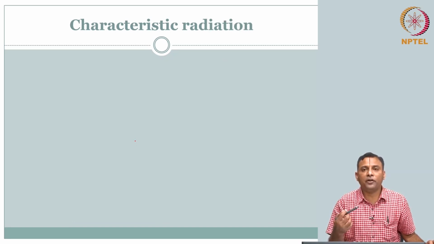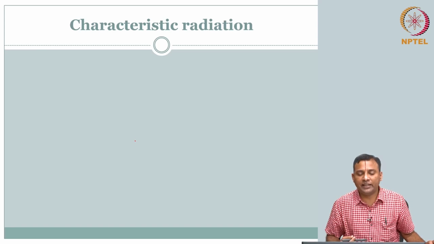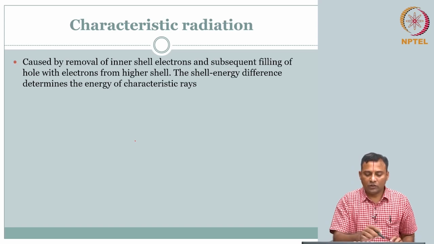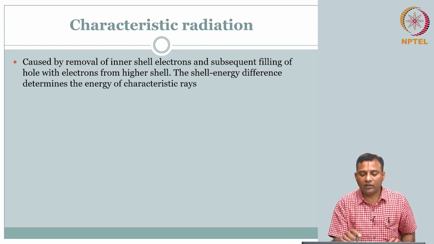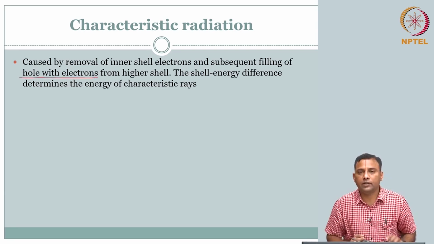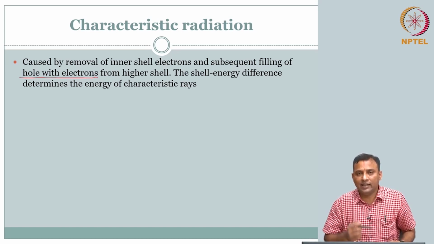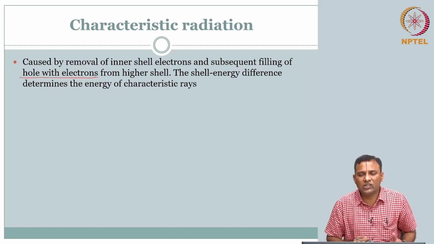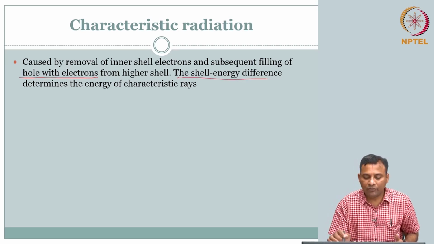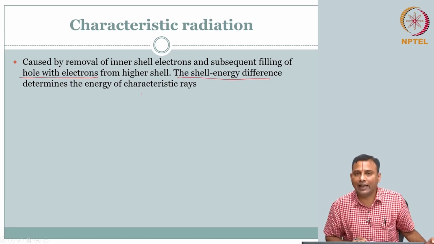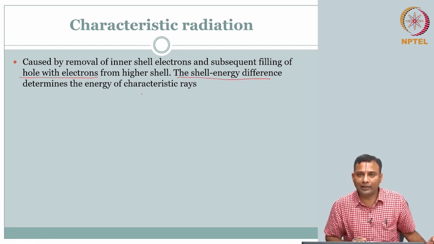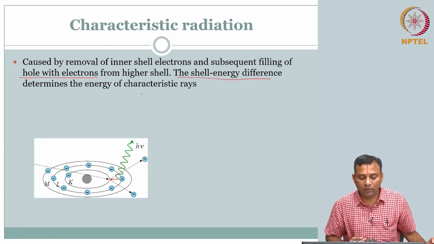just some extra material for you to appreciate the conventions. So, caused by removal of inner shell electrons and subsequent filling of the holes. Okay, this is what we just saw. So, there are some conventions, because we said characteristic X-ray, and you know which shell is transitioning. So, there are conventions for naming this. So, the shell energy difference determines the energy of the characteristic X-ray. So, how do we communicate this? How do we be more specific about it?